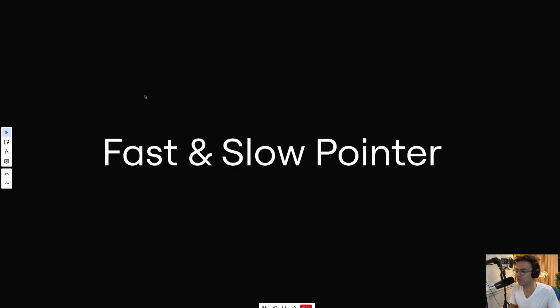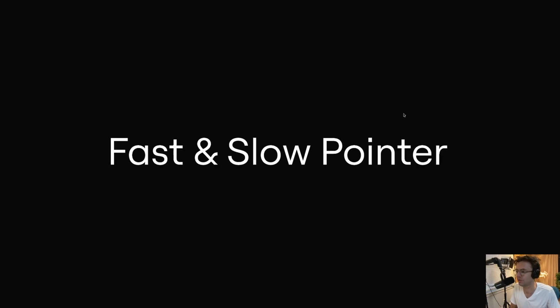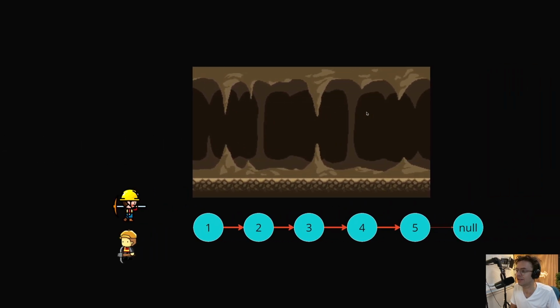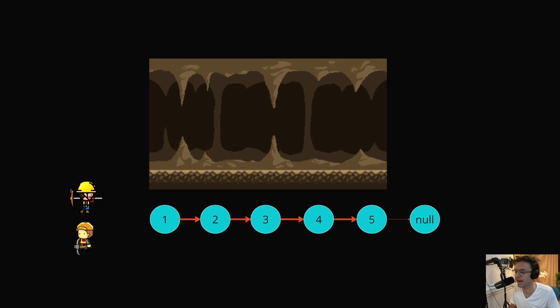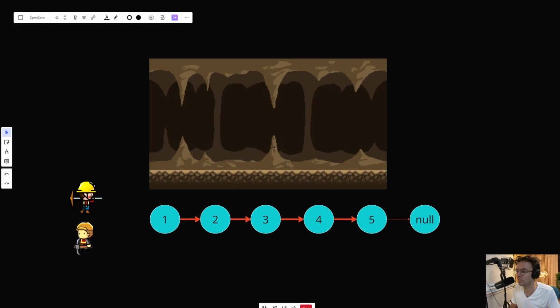What we're going to use is what's called the fast and slow pointer approach. It's pretty much exclusive to linked list, although you do sometimes see fast and slow pointers with arrays. But the name pretty much describes exactly what it does. We're going to have a fast and slow pointer. And we're going to model our linked list after a very dangerous cave. Let's just say these different nodes represent different places in this very dangerous cave.